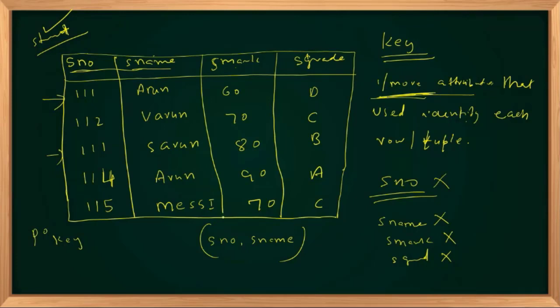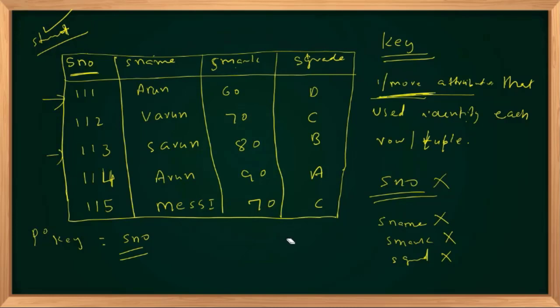There are different types of keys. Then I am going to change the table. What is now the key? Student number. Yes, student number itself is a key. So what is the primary key? Student number is now the key.